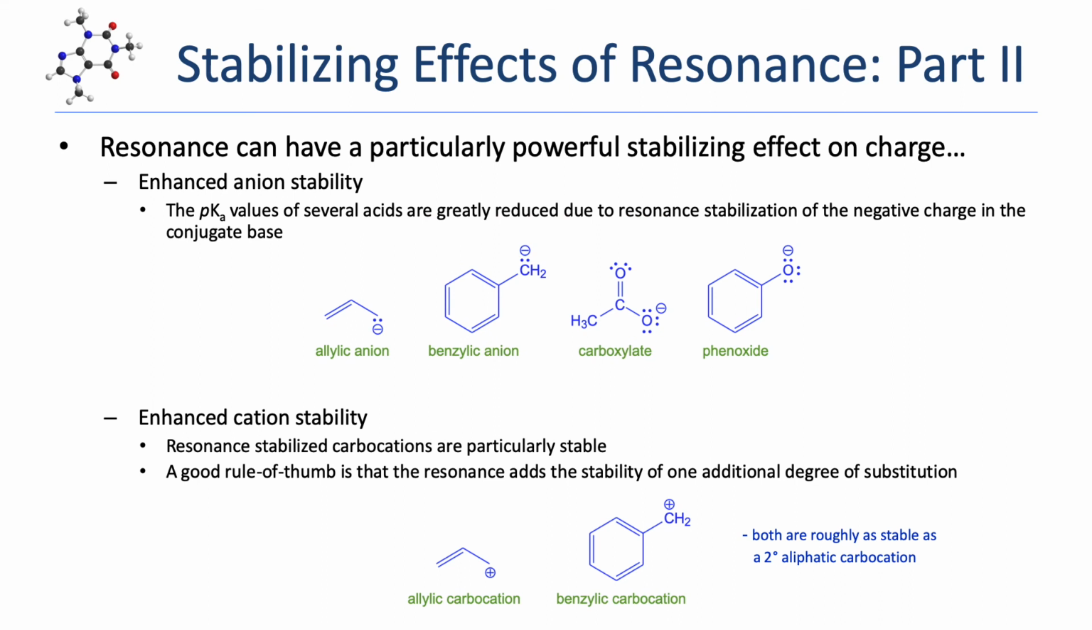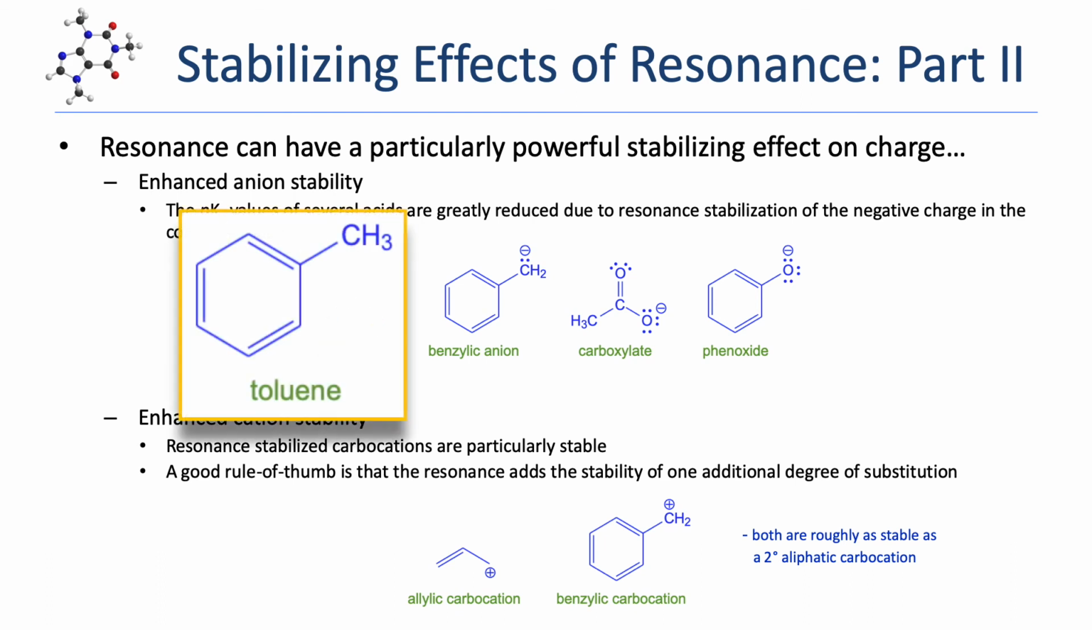A similar effect is seen in the benzylic anion. A benzylic anion is simply a carbon that is negative adjacent to a benzene ring. The conjugate acid of the benzylic anion is methylbenzene, also called toluene. And because the benzylic anion can spread out that negative charge over several atoms through resonance, it means that toluene is actually considerably more acidic than a similar system like methylcyclohexane that lacks that resonance.